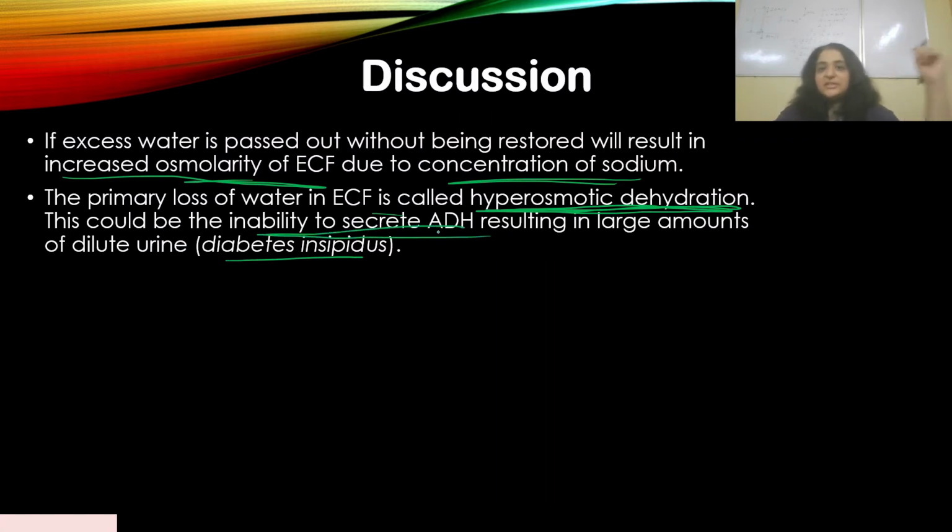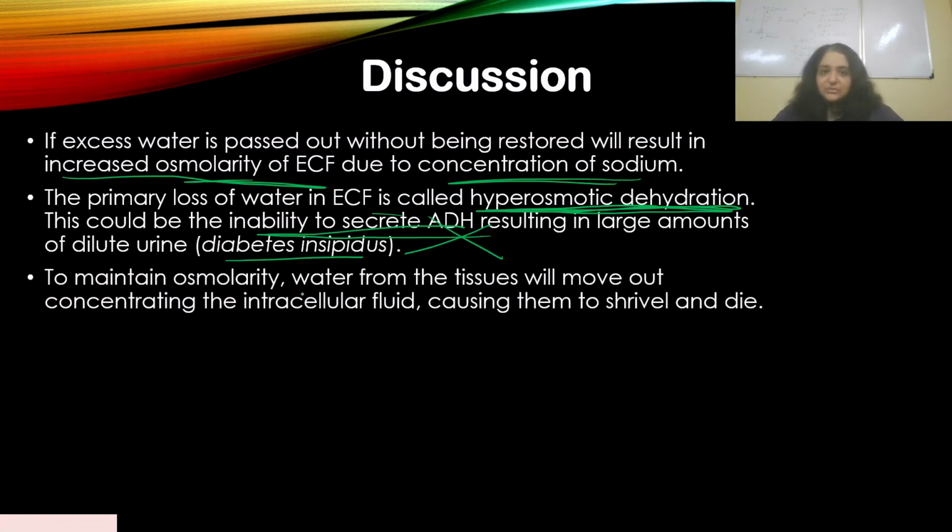Now you know what the function of ADH is, right? ADH reabsorbs the water through those water channels. If there's no ADH, then water is continuously being excreted out, which is not a good thing, and this results in hyperosmotic dehydration. It creates a very hyperosmotic environment in the ECF, the extracellular fluid, and this condition is called hyperosmotic dehydration. So when a hyperosmotic environment is formed, what happens? To maintain that osmolarity, water from the tissues will move out, concentrating the intracellular fluid.